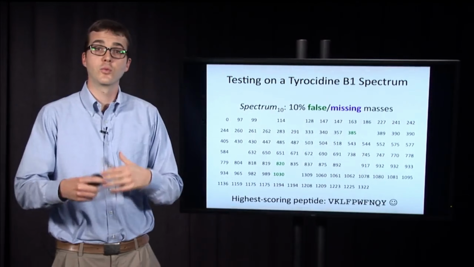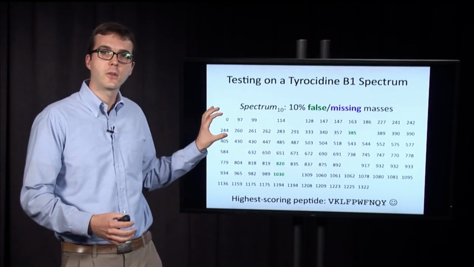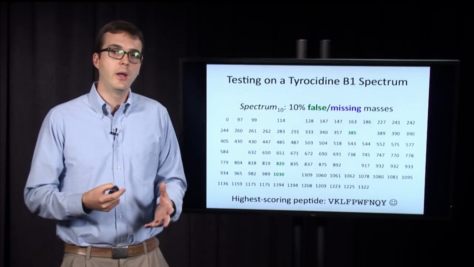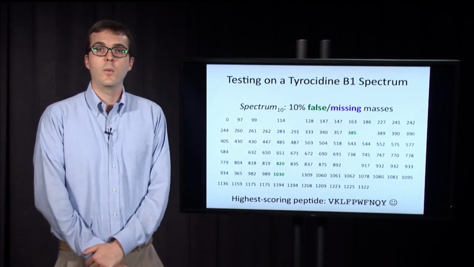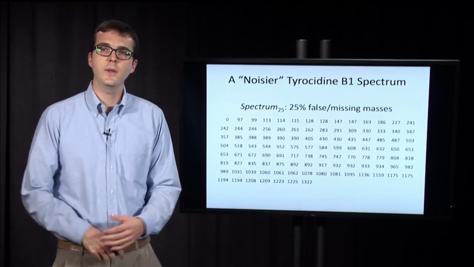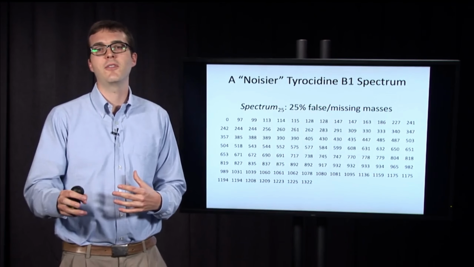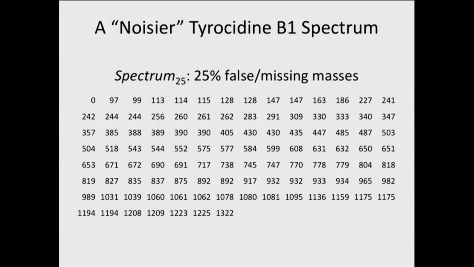And then we say, let's run our algorithm. Let's run our leaderboard algorithm on this hypothetical data set and see what it turns out. And so it returns the correct tyrosine B1 peptide, which is where this came from. So we're happy. So then we say, well, maybe 10% false and missing masses, maybe that was a little bit optimistic. So let's introduce a slightly noisier tyrosine B1 spectrum that has 25% false and missing masses.